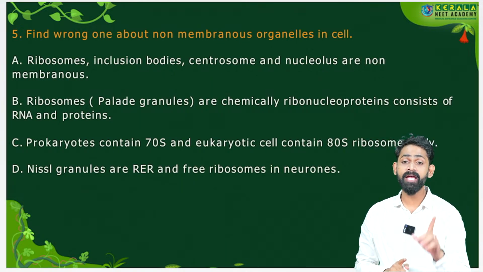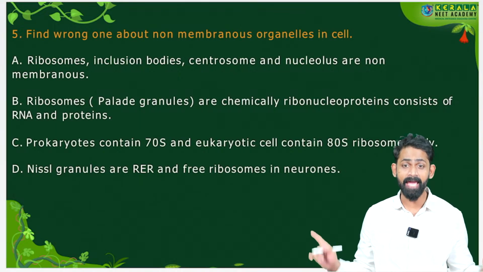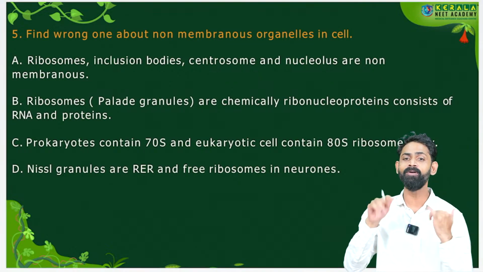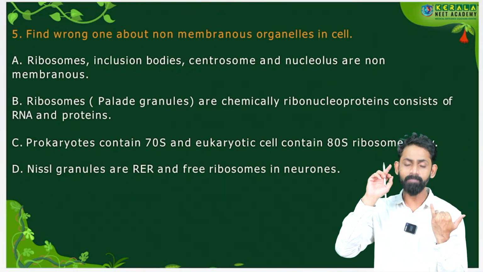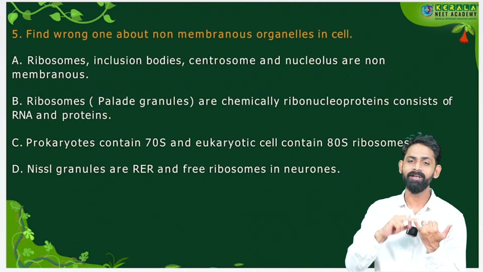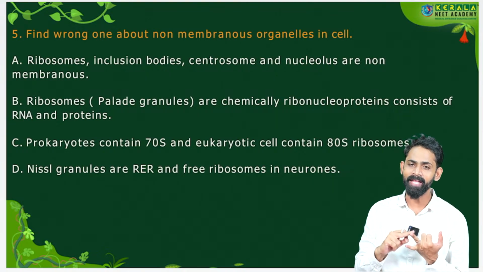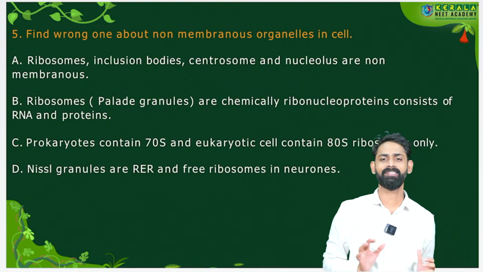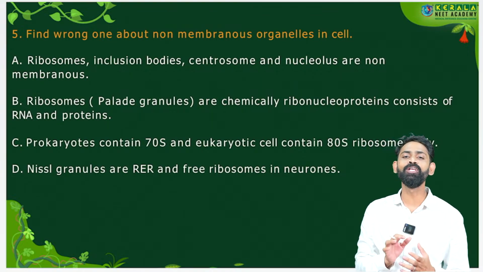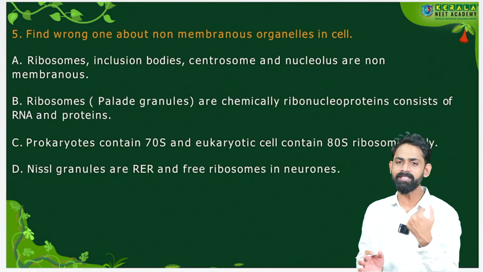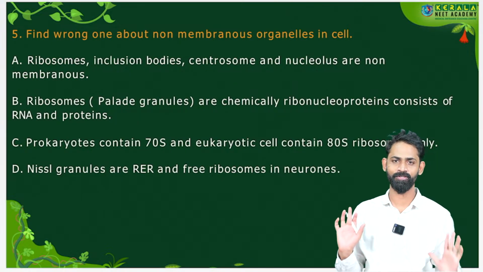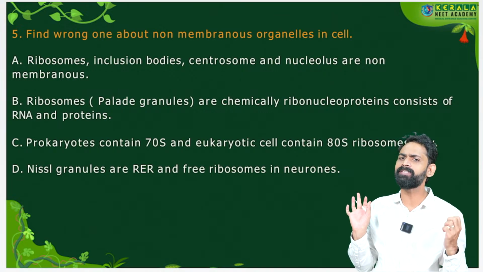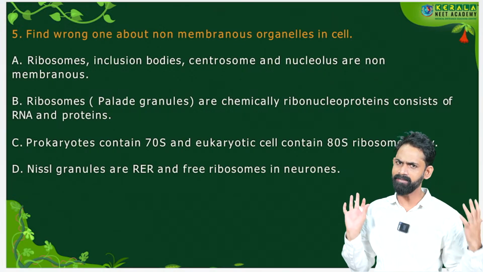Next one is the centrosome, non-membranous, present in the eukaryote. But in the eukaryotes, the centrosome is not present in the protista, not present in the fungi, not present in the plants, present only in the animals. Next one is the nucleolus, a non-membranous structure present in the eukaryotes. So you should know the 4 non-membranous structures along with their clarity.